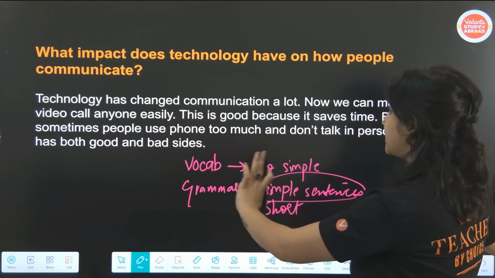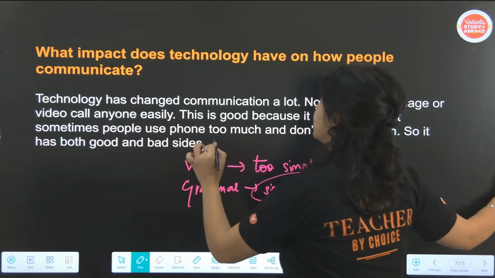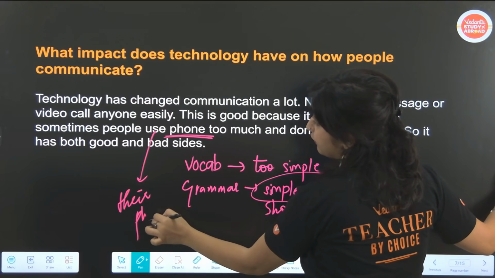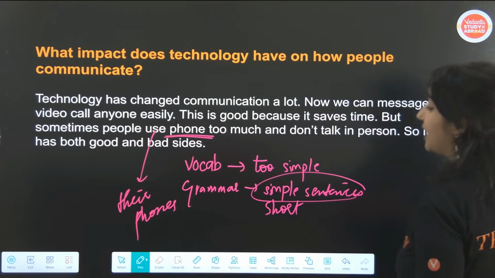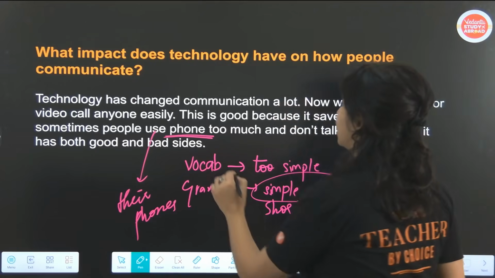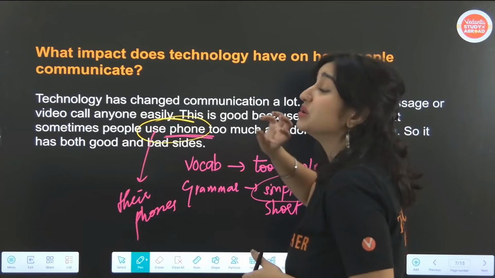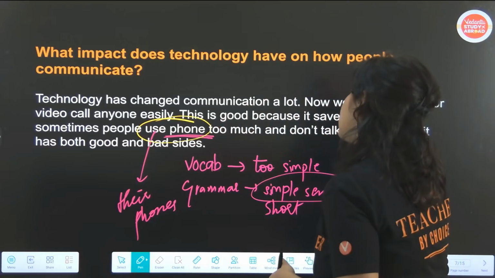This is good because it saves time, but people use phone. Should be something like use their phones too much, right? So here there is a grammatical mistake, but there are not many. So we can't say that it's riddled with errors, but it's too simple.